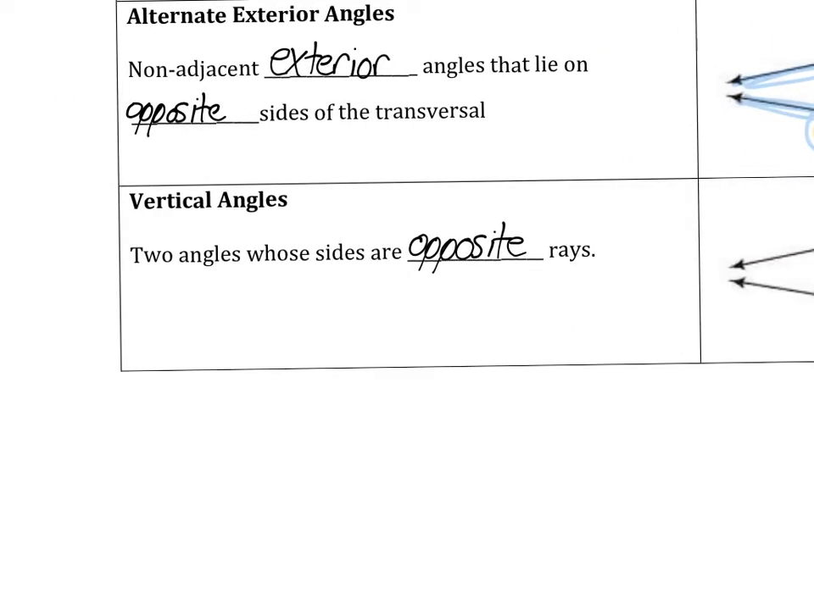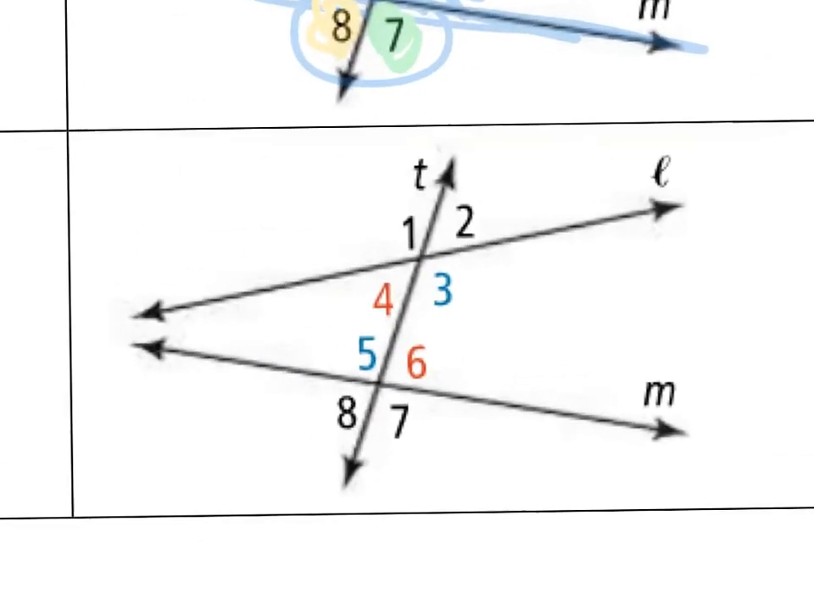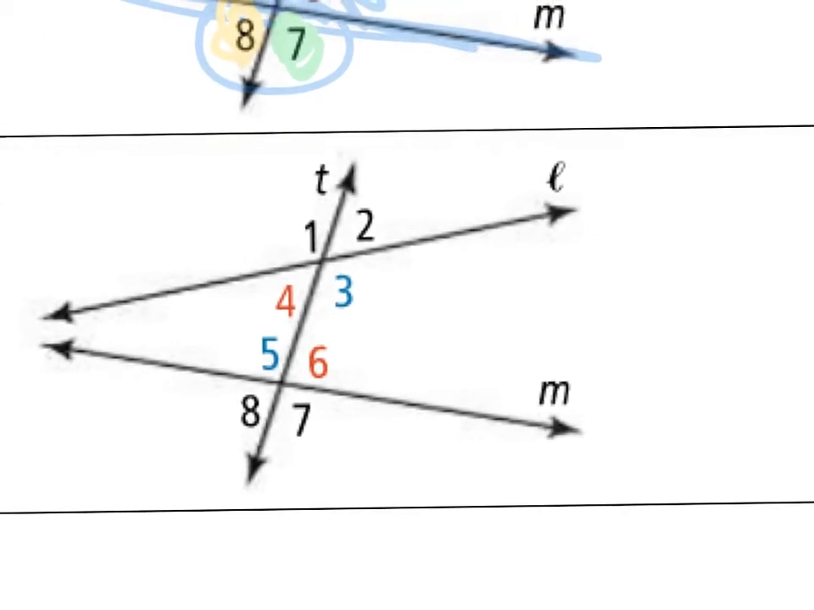Very last one. Vertical angles. We already know this one. We've learned this. Two angles whose sides are opposite rays. What does that mean, guys? It just means they make an X, right? So I'm looking and I want angles that make an X. So I'm looking and saying 1 and 3 look like they make an X.